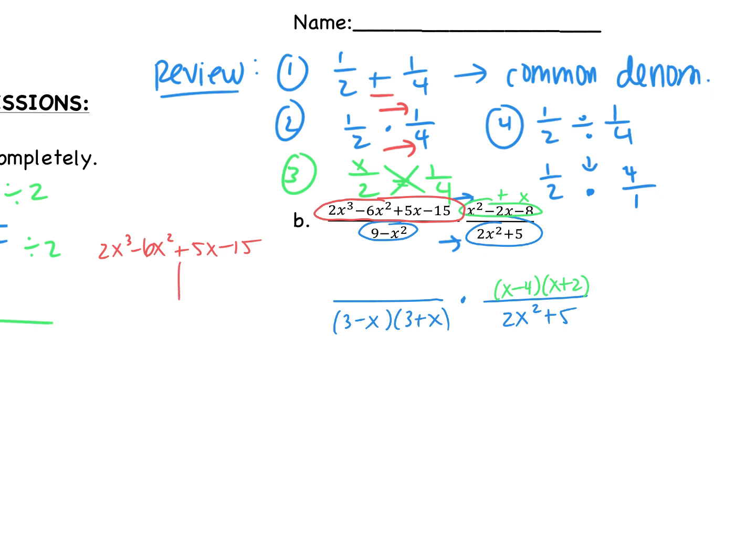So GCF on the left side, I can take out a 2x squared, and I'm left with x minus 3. On the right side, I can take out a 5, and I'm left with x minus 3, which gives me 2x squared plus 5 and x minus 3.